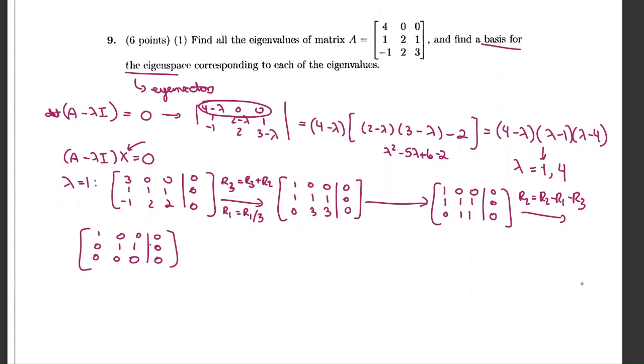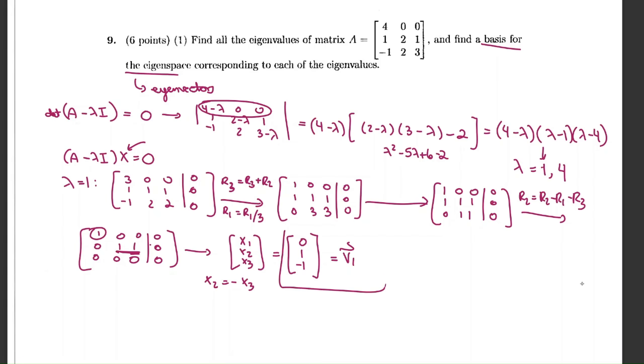And so from that you can see that we can express x1, x2, x3 as follows. This first pivot entry tells us that x1 is equal to 0. And then we also see from this relation that x2 is equal to negative x3. So we can write that as 0, 1, negative 1. This will give us our eigenvector corresponding to lambda equals 1.